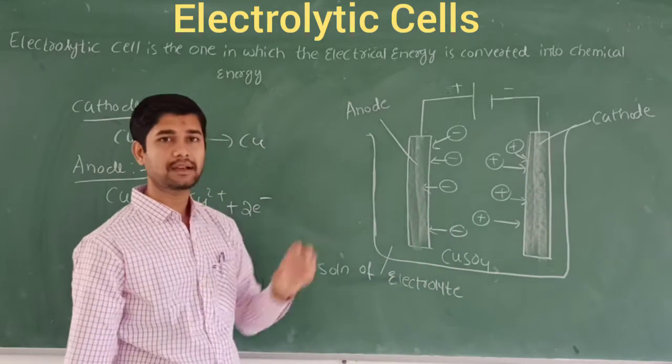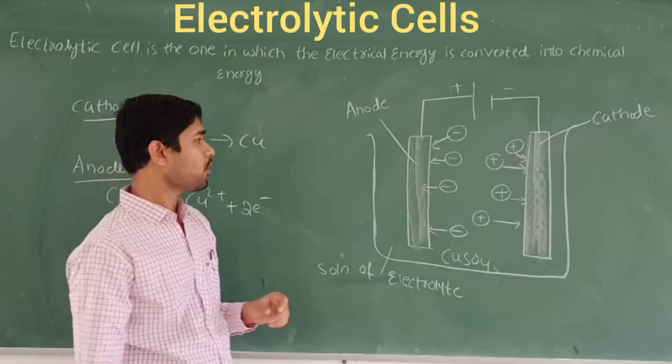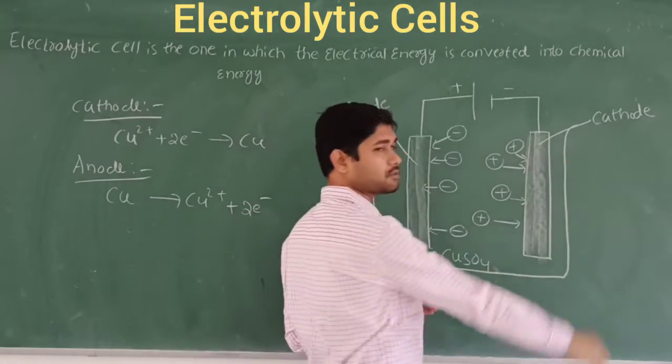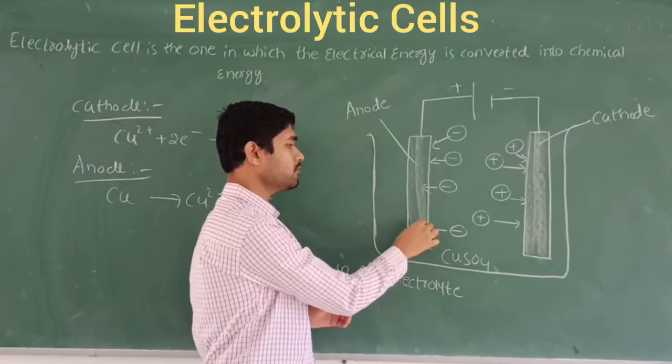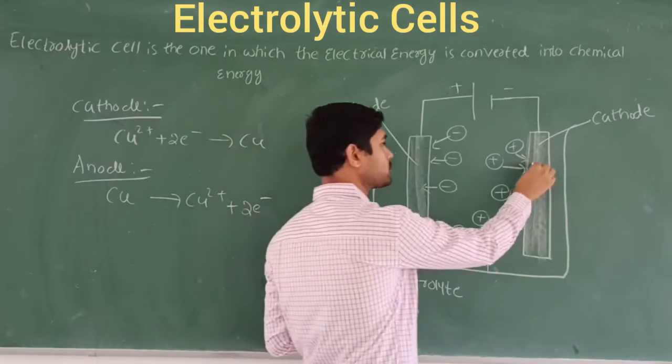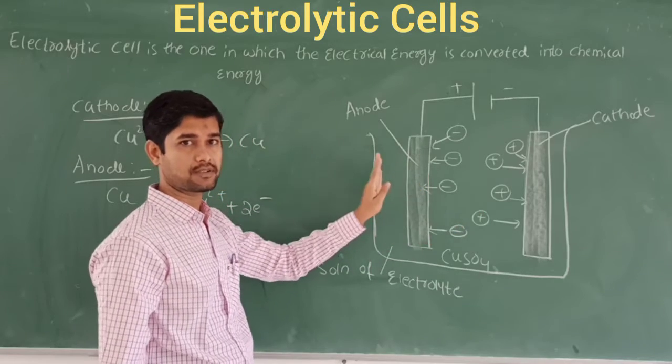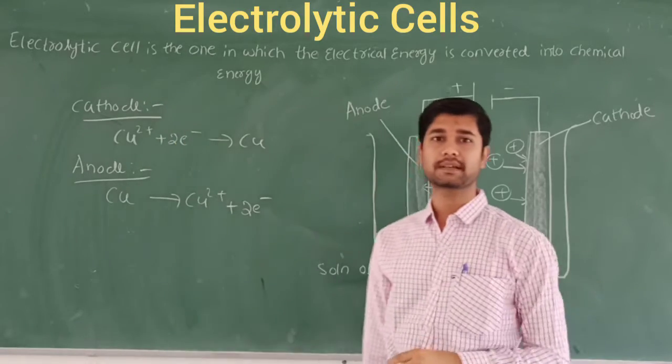So when they apply the DC or battery voltage, what happens? The impure metal is converted into pure metal, which is deposited on the cathode side, and the impurities are collected at the anode side. So this is about the electrolytic cell.